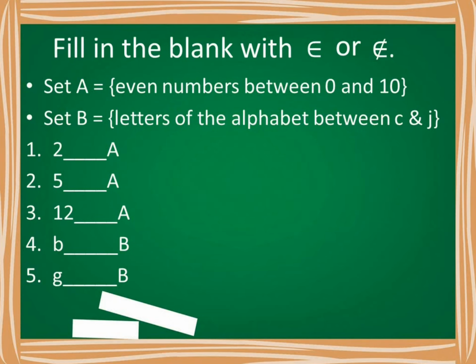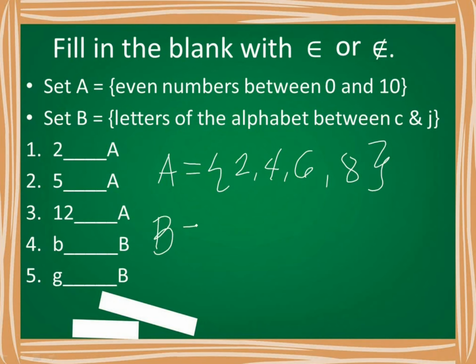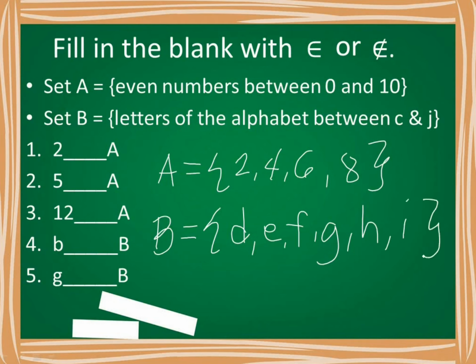Set A are even numbers between 0 and 10. Again, between 0 and 10, which means hindi kasama si 0 and 10, mga numbers na nasa gitna lang ng 0 and 10. For set A, we have 2, 4, 6, and 8. These are the even numbers between 0 and 10. And for set B, we have letters of the alphabet between C and J. So we have D, E, F, G, H, and I.